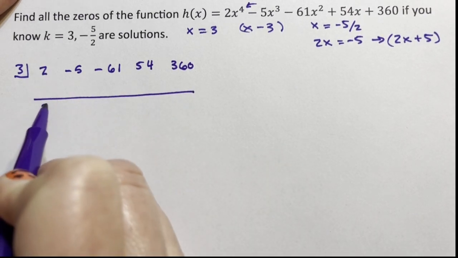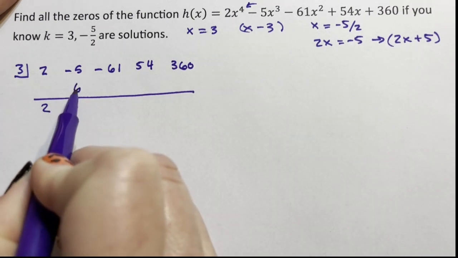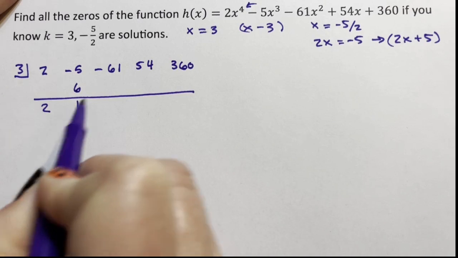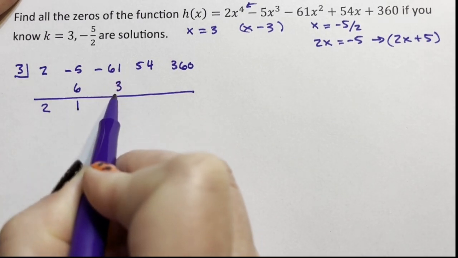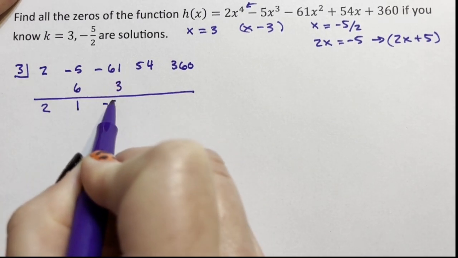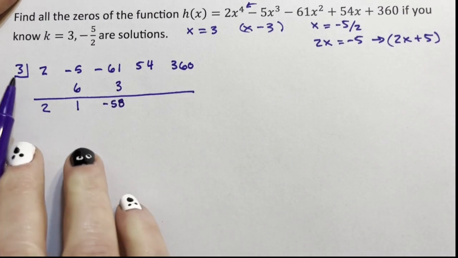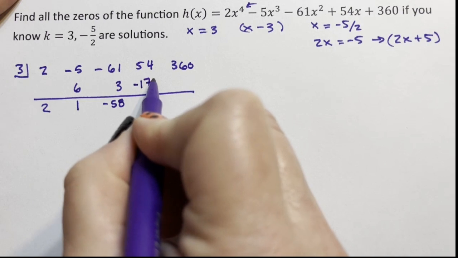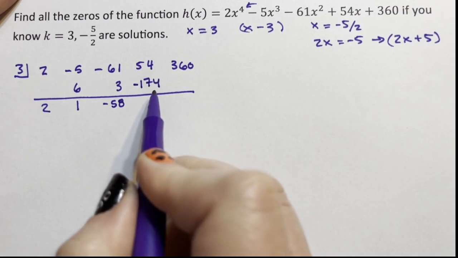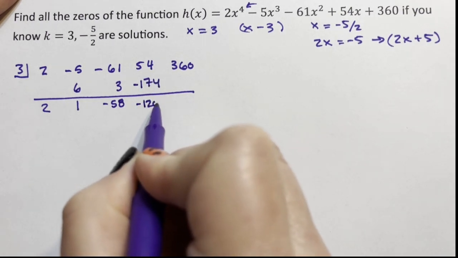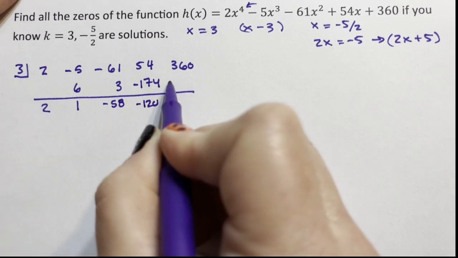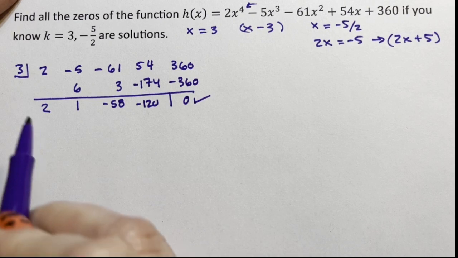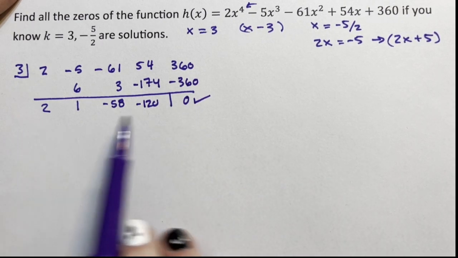You add down. 3 times 2 is 6. Add down. -5 plus 6 is 1. Multiply. 3 times 1 is 3. Add down, and we get -58. 3 times -58 is -174. We add down and we get -120. And 3 times -120 is -360. And that worked out.